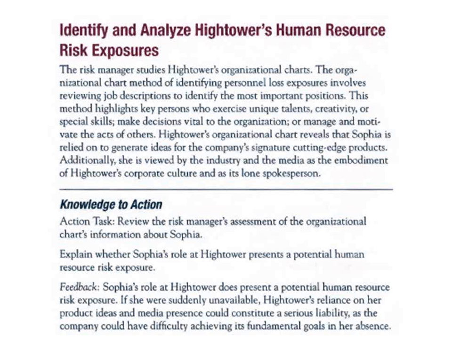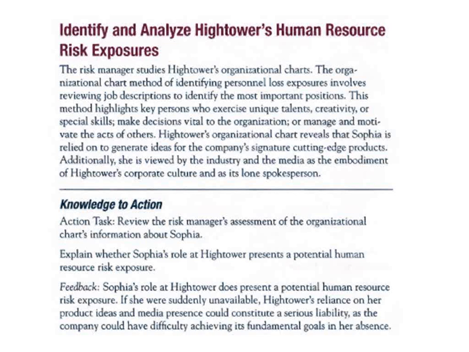So action: review the risk manager's assessment of the organizational charts. Without looking at the feedback, look at Steve Jobs, or if you look at Sophia in this case, her role at Hightower presents potential human resource risk exposure. If she was suddenly unavailable, maybe for medical reasons. That's the other thing that wasn't listed in here. But I know at Bickmore, all the executives had to have an annual physical. It's not uncommon for companies to want to make sure executives are healthy to continue. They want to know what those risks are if they can't perform their job, so they can make succession plans. So that might be part of it as well.